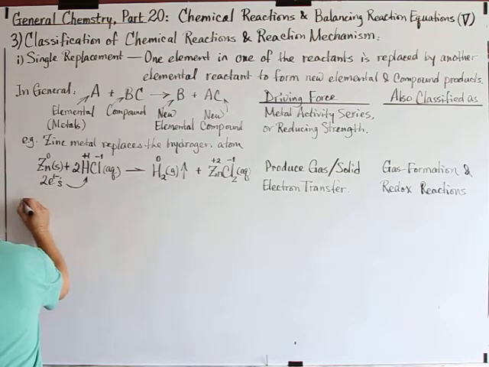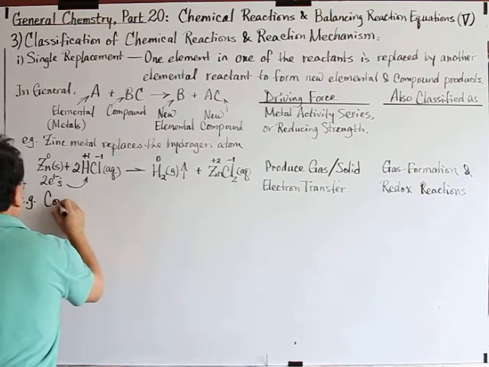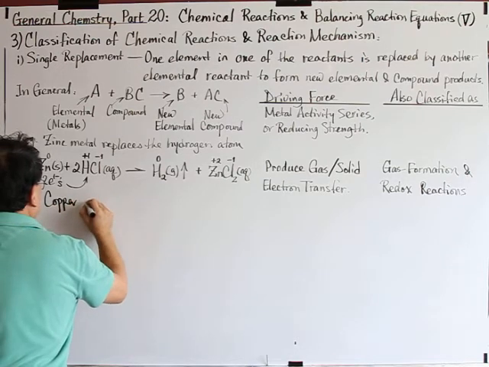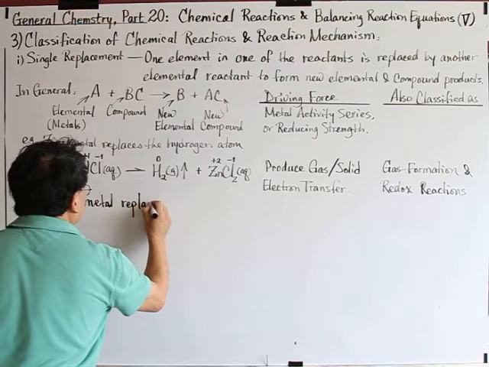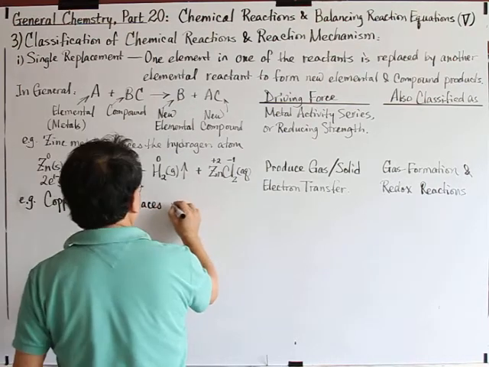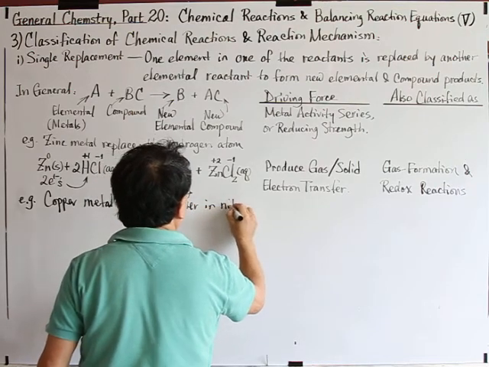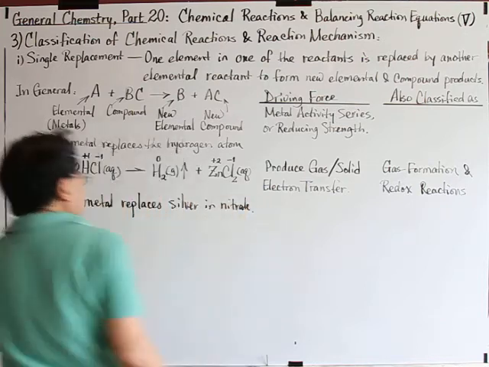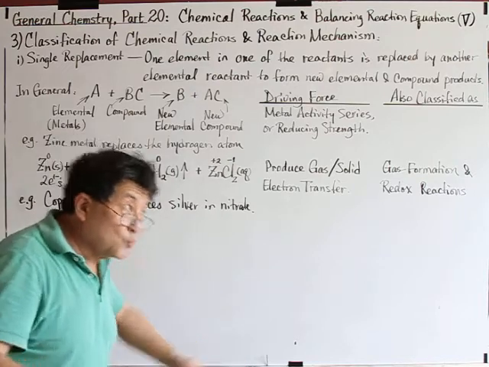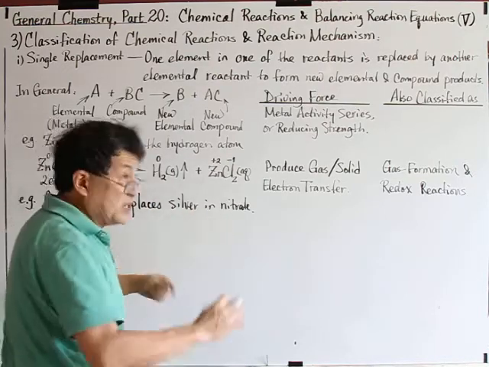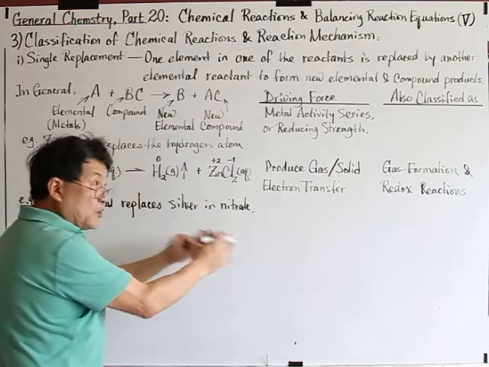So here, let's see. Now, the copper, all right, metal, replaces silver in nitrate. Now, in nitrate means what? Nitrate, NO3, right? See, silver in nitrate is the same thing as silver nitrate, because we replace the silver metal out of nitrate. What is nitrate? Silver nitrate.